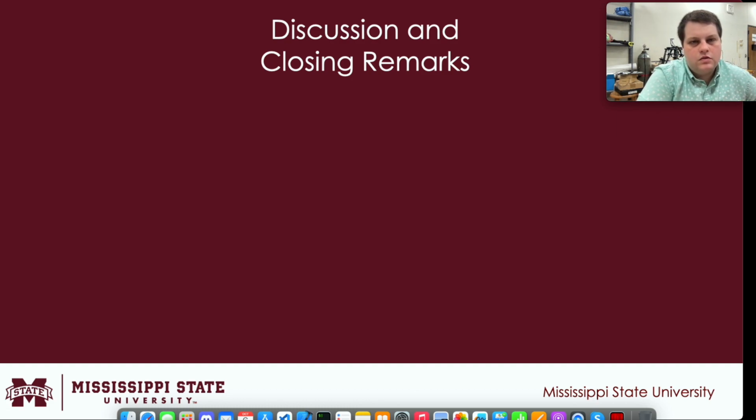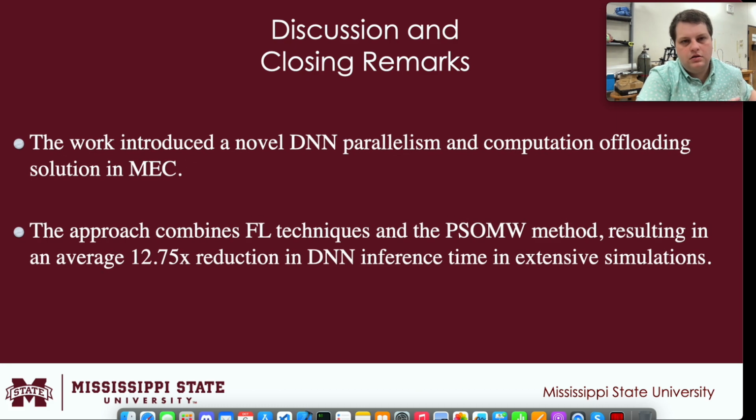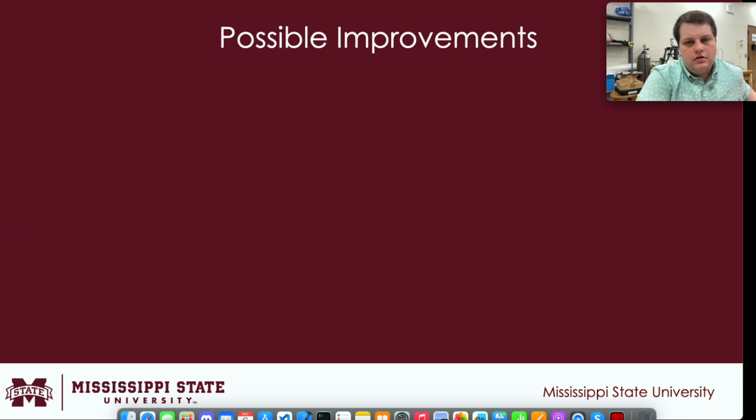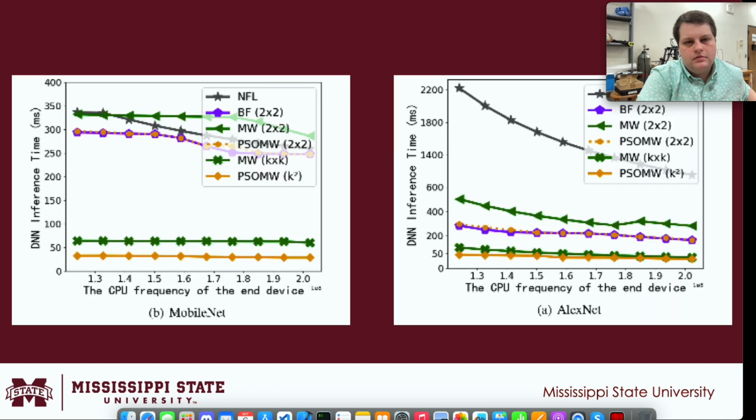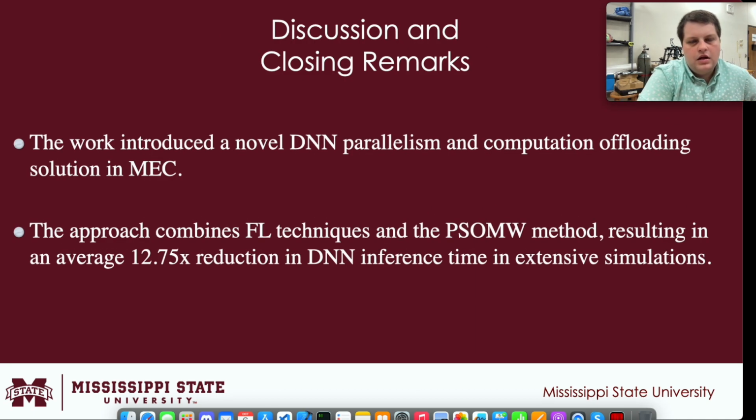Next, we'll conclude with some remarks and discuss future R&D directions. This work, as shown, introduced a novel deep neural network parallelism and computation offloading solution in mobile edge computing for IoT devices. This approach combined the known fuse layer technique and the particle swarm optimization with minimum weighting method, which results in an average of 12.75 times reduction in deep neural network inference time, shown by extensive simulations in a variety of different use cases.